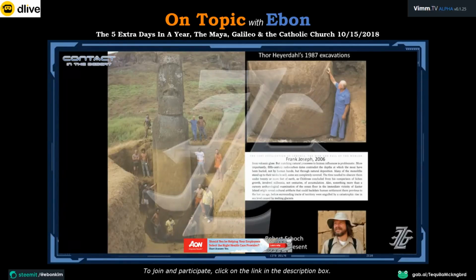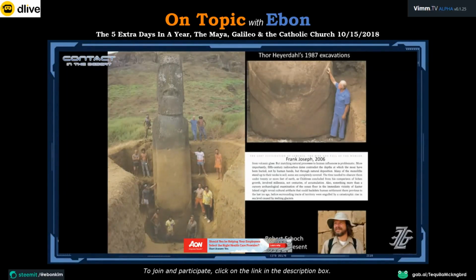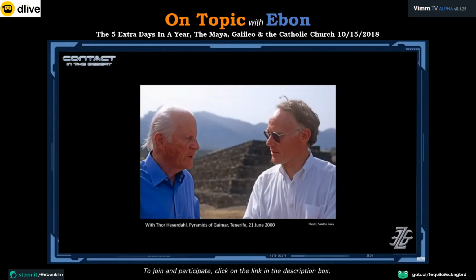Frank Joseph in 2006 was the first to raise a question mark over that. What does it mean? 30 feet of sedimentation? How long does that take to build up on a place like Easter Island? Robert Schoch has worked on this, and as a geologist, he's really sure that it takes thousands of years to build up that level of sedimentation in Easter Island.